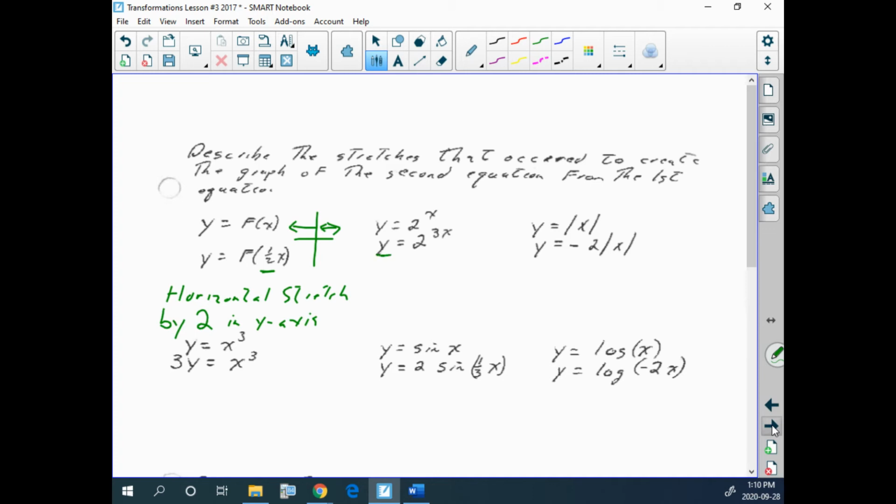Here, I've given you a function. It's an exponential function. I've taken x and replaced it with 3x. So horizontal stretch, horizontal because we've dealt with the x. Now in this case, it's by 1/3. It's always the reciprocal of what's next to the variable.